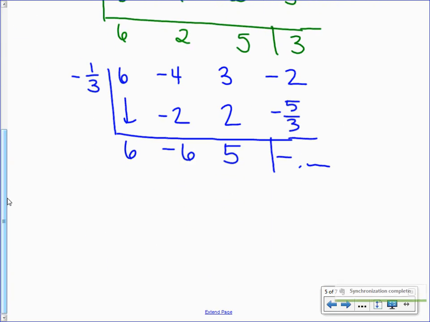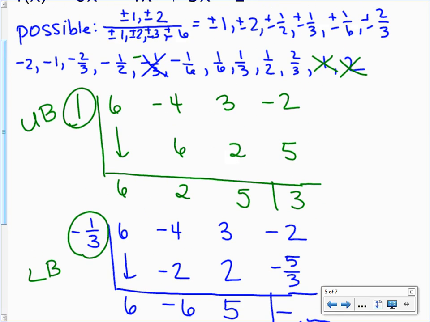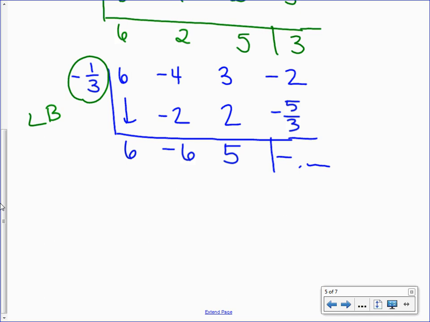Second of all, we have a negative zero that we tried, and this last row is alternating signs. Therefore, we consider this a lower bound, which means don't try anything below it. It's not going to work.